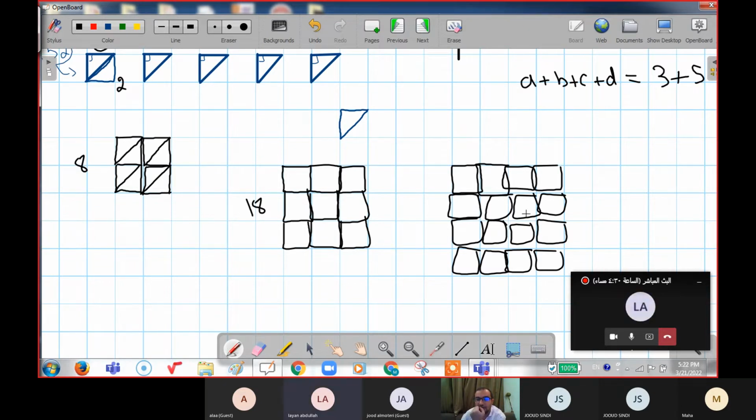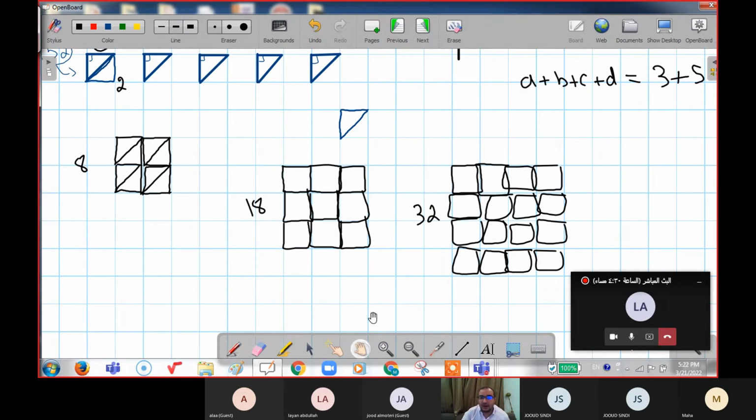Okay. 16 squares. How many? 16 squares. Okay, how many triangles? 32. Okay, 32. I'm asking about the square. I must ask about the triangle. So 2, 4, 6, 8. So 8 times 4, it will be 32.